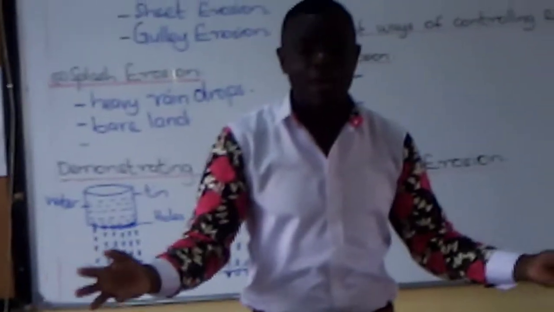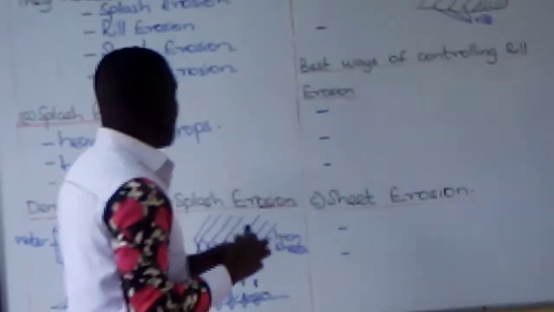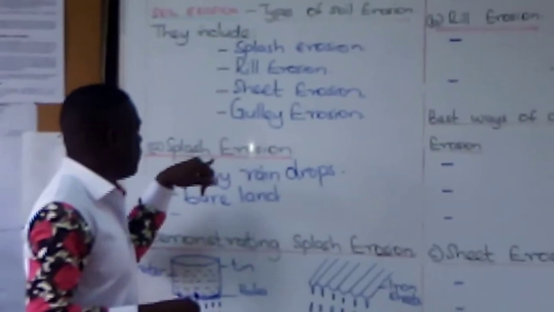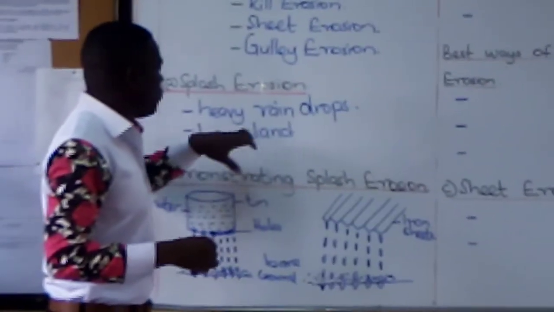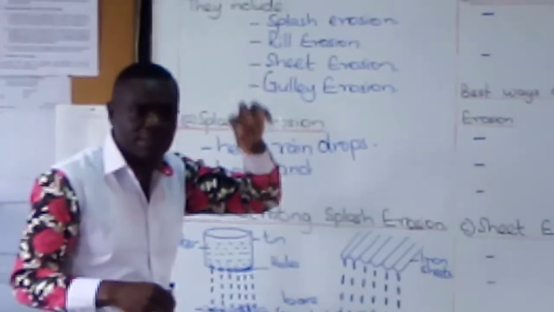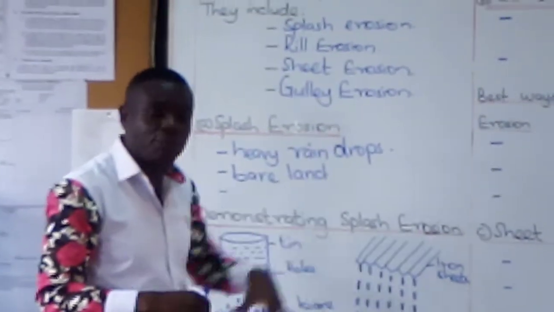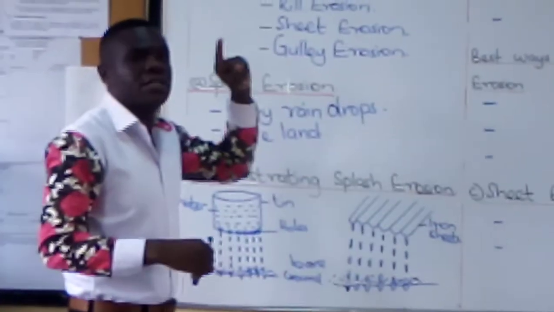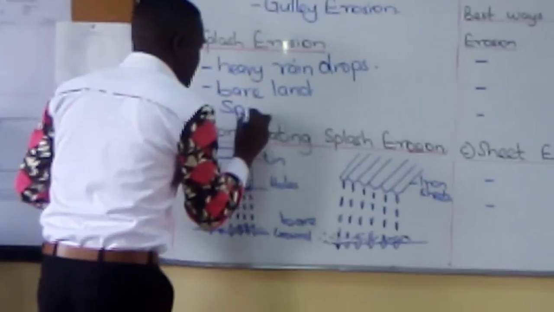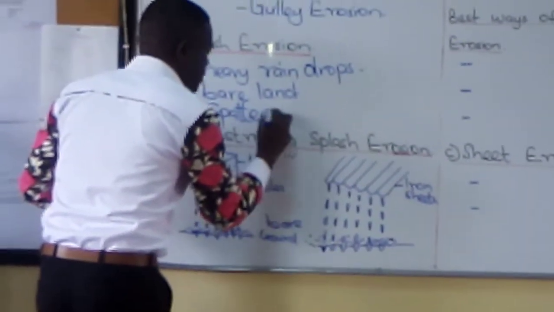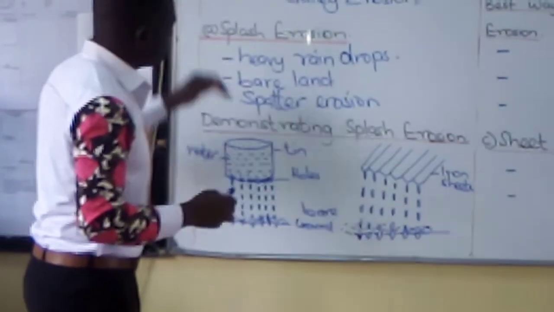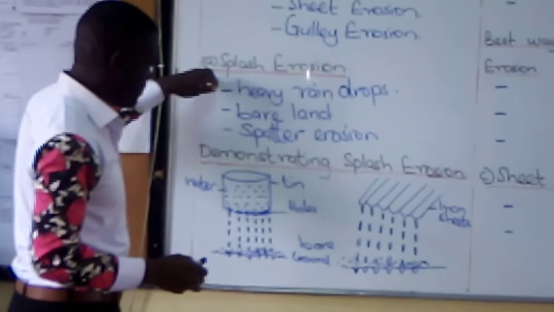But when the land is bare and loose, boys and girls, the drops of the rain will make holes or depressions where they fall. That is splash or spatter erosion. I hope you've understood the explanation of splash erosion.